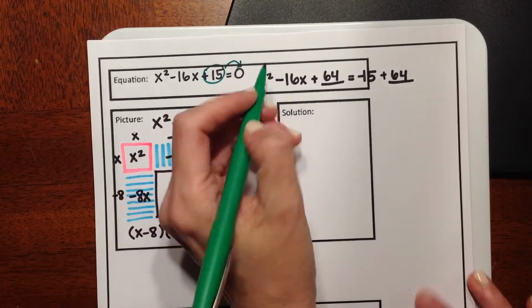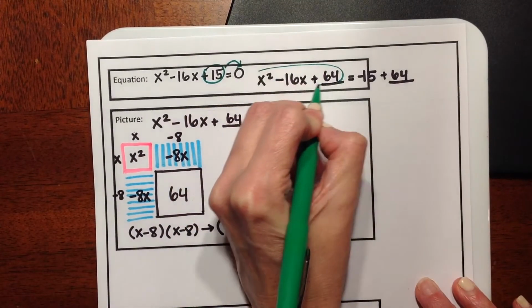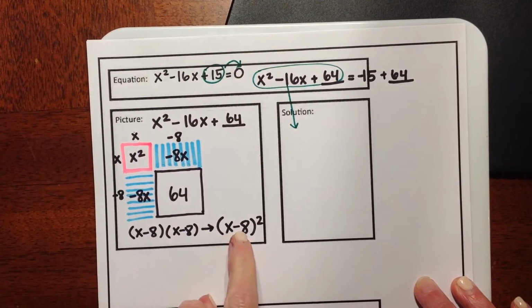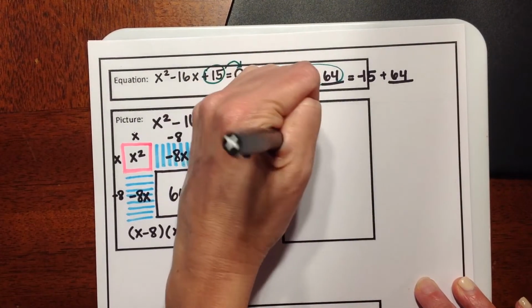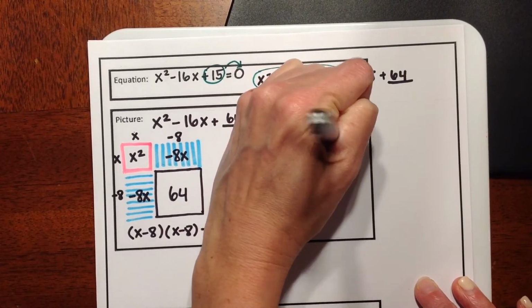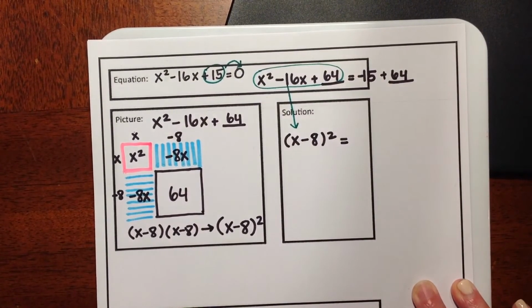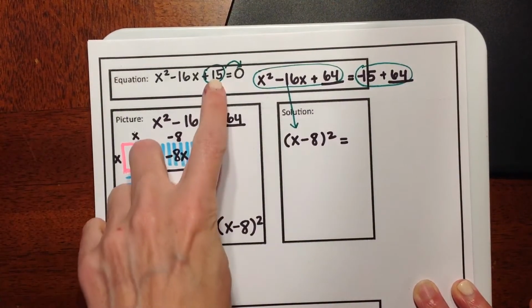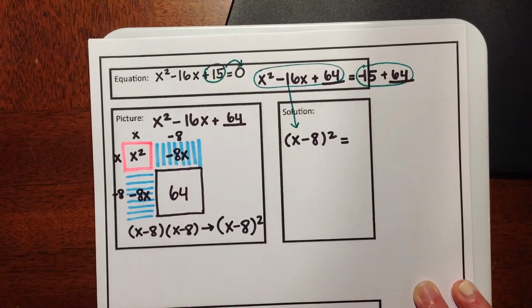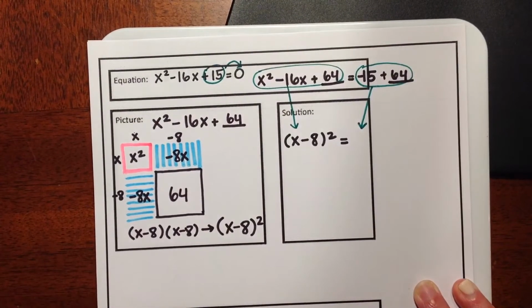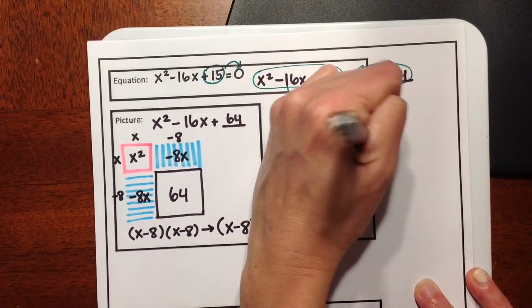So now we're going to actually work out our problem. I'm going to take this trinomial and rewrite it as our factors to the power of 2. So x minus 8 to the power of 2 equals, and now I'm going to add my constants together. I have a negative 15, that was the constant I didn't use, and then I added in my own constant, 64, that completed my square. So I'm going to add those constants together. Negative 15 plus 64 is going to give me 49.